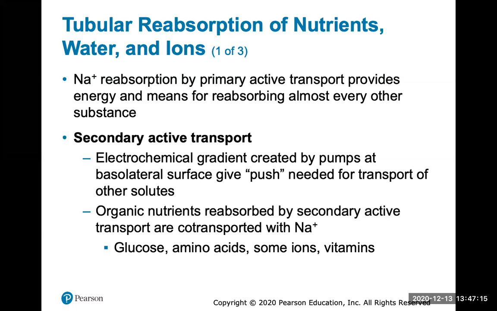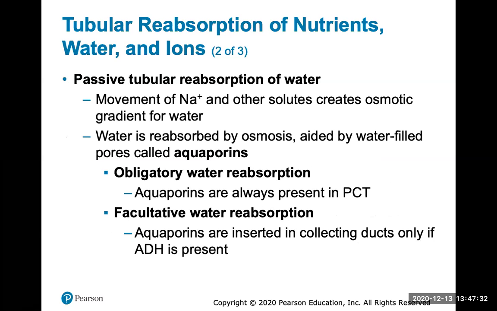Secondary active transport uses an electrochemical gradient created by pumps that give the push needed for the transport of other solutes. Organic nutrients reabsorbed by secondary active transport will be co-transported with sodium, meaning they'll be transported at the same time. These will be glucose, amino acids, some vitamins, and ions.